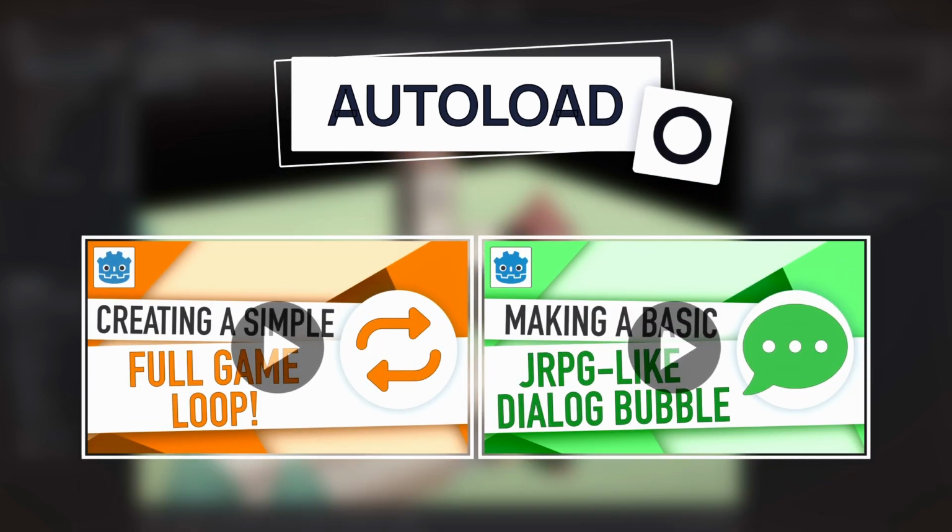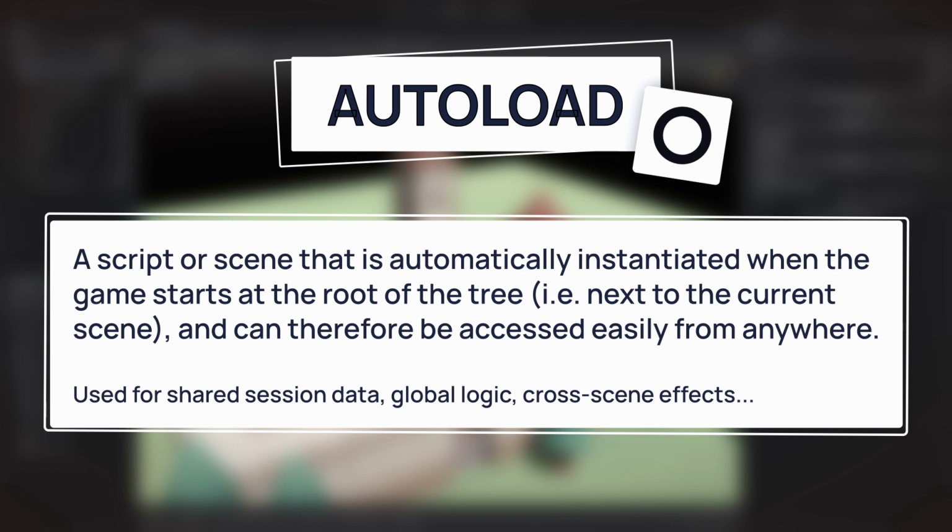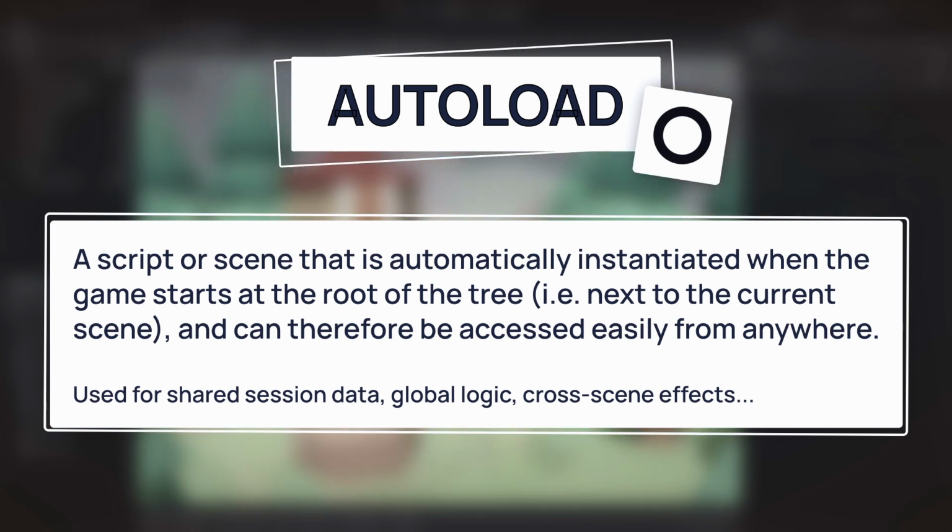We actually talked a bit about those in these previous episodes of the series, but in a nutshell, Godot's autoloads are special nodes or scripts that you define in your project to be auto-instantiated when the game starts at the root of the game tree, which means that these autoloads are next to the current scene and they will remain throughout the entire session. This makes them really interesting for storing shared data, defining global logic that you want to access from anywhere, or creating cross-scene elements, like here.